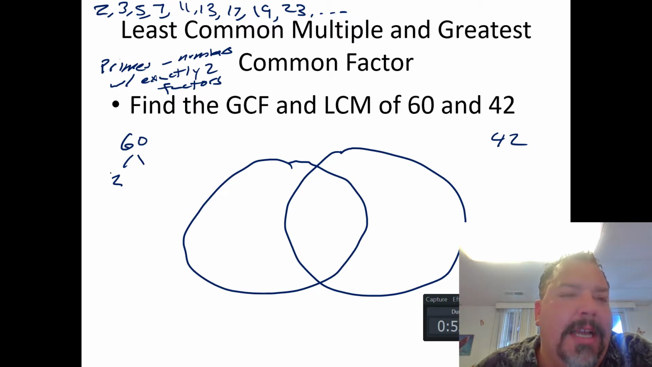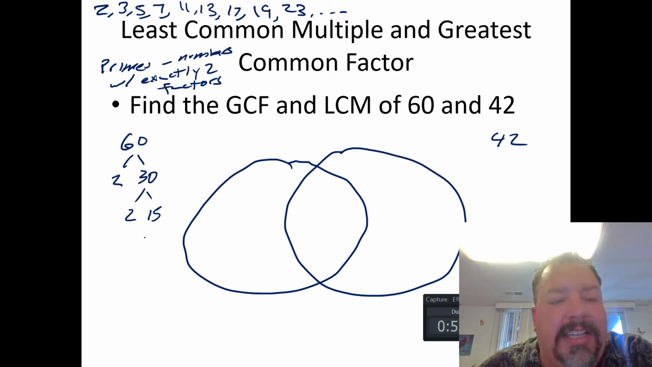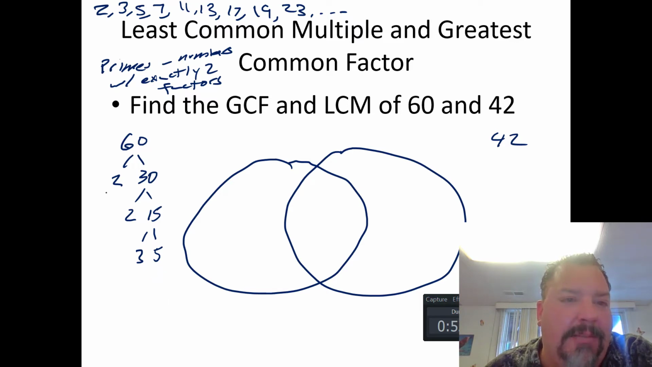So we start with 60 and divide by the smallest prime, 2, which gives us 30. I keep dividing by 2 until I can't divide by 2 anymore, then let's try 3. Okay, 3 works here. And if you get down to 1, you know you're done. So once you've got all primes here, you have the prime factors for 60. It's 2 times 2 times 3 times 5.